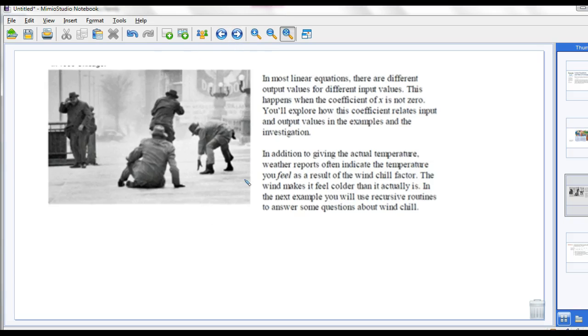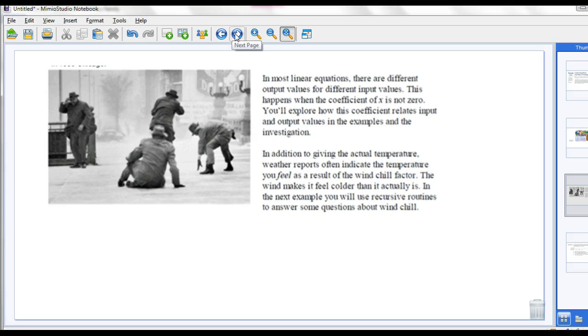In most linear equations, there are different output values for different input values. This happens when the coefficient of x is not 0. You'll explore how the coefficient relates input and output values in the examples and in the investigation. Now we're going to start talking about input and output values. In addition to giving the actual temperature, weather reports often indicate the temperature you feel as a result of the wind chill factor. The wind makes it feel colder than it actually is. In the next example, you will use recursive routines to answer some questions about wind chill.